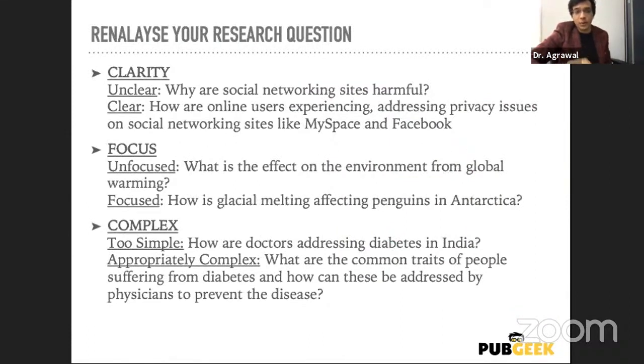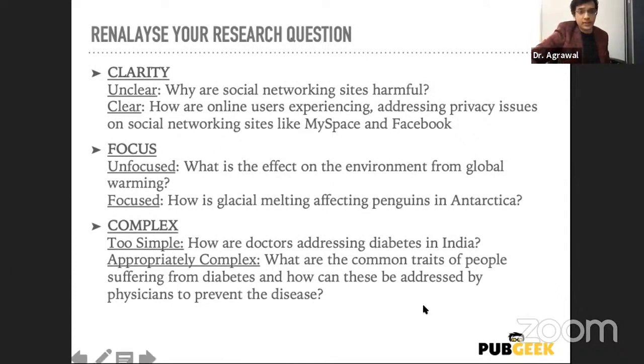So once you've established a research question, make sure it's clear. So instead of saying, why are social networking sites harmful? You can make it clear by saying, how are online users experiencing or addressing privacy issues on social networking sites like MySpace and Facebook? Again, it's who, what, why, when, where. You're making it more clear to someone who's just reading the title of your paper, or just reading your aims and objectives to see whether or not the paper you have written is pertinent to them or not.